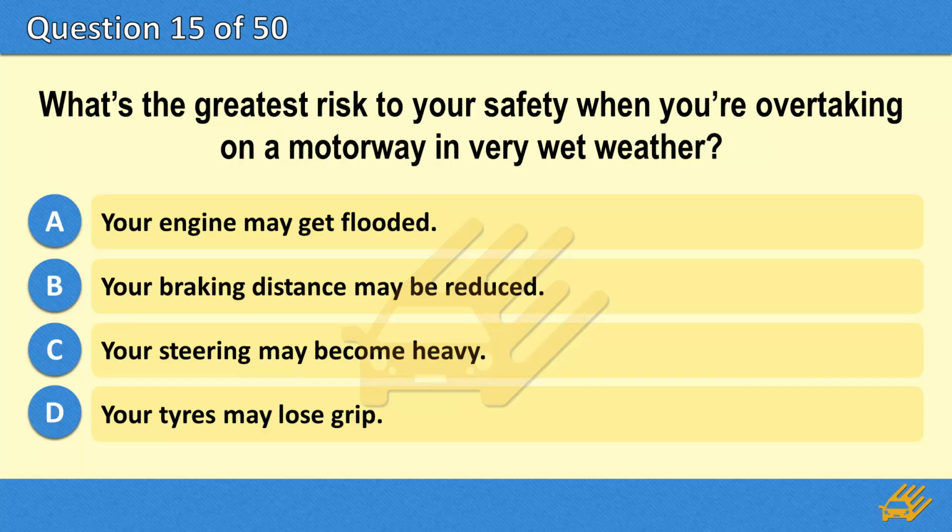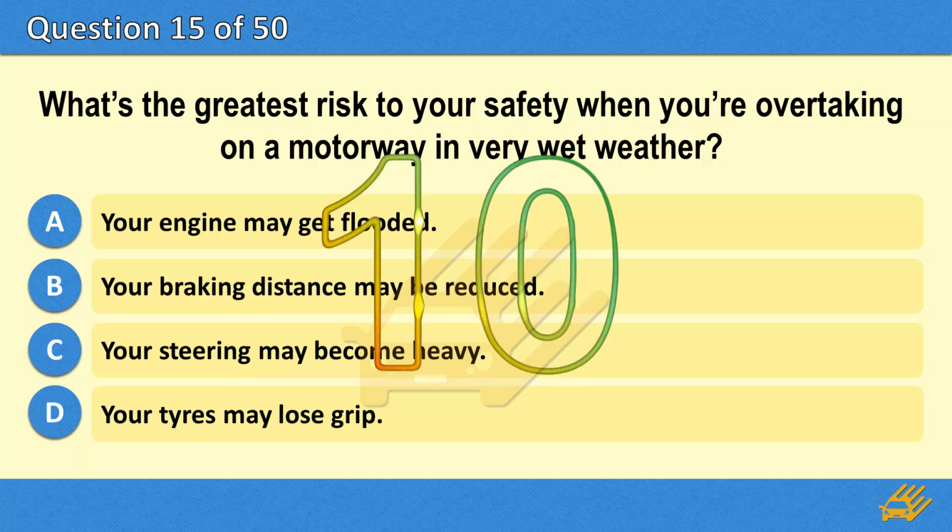What's the greatest risk to your safety when you're overtaking on a motorway in very wet weather? A. Your engine may get flooded. B. Your braking distance may be reduced. C. Your steering may become heavy. D. Your tires may lose grip.